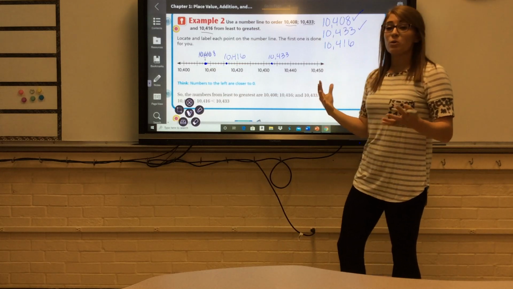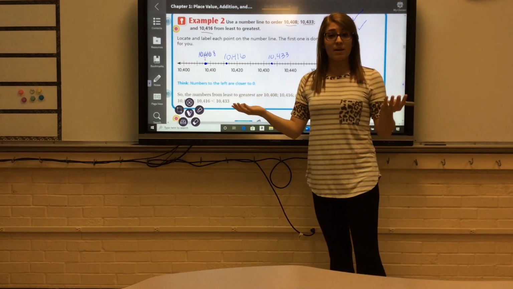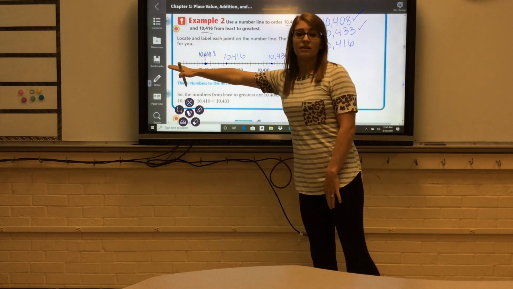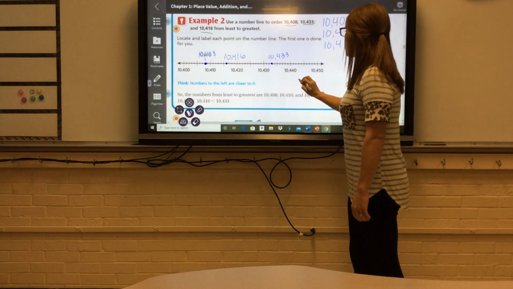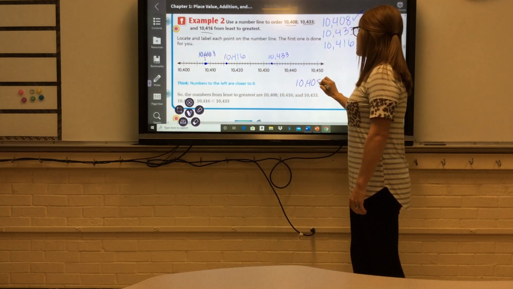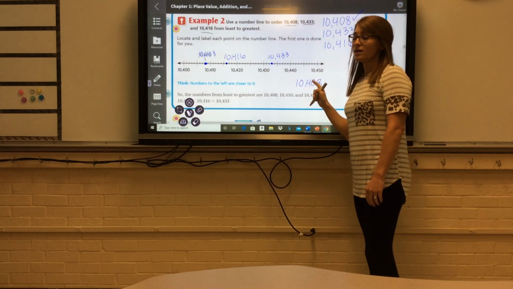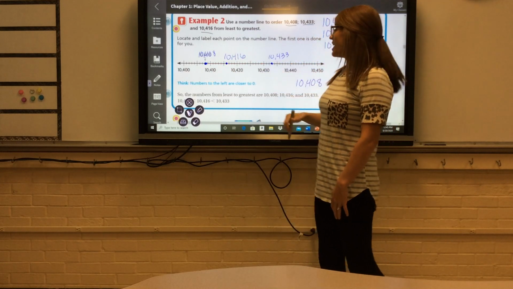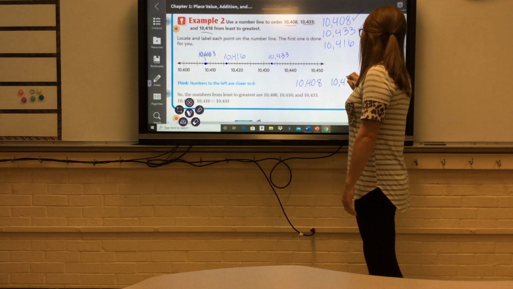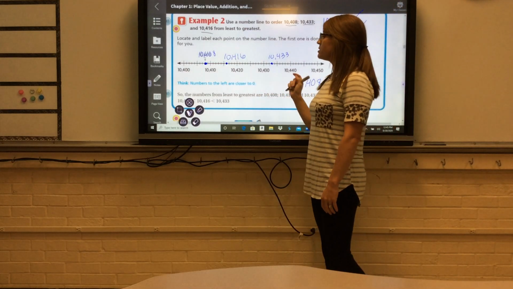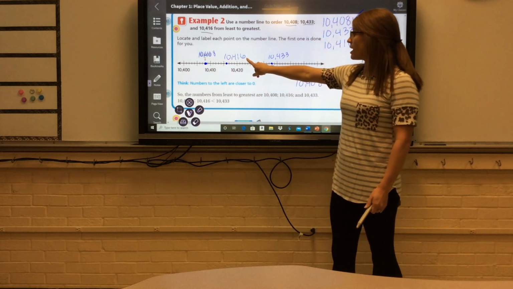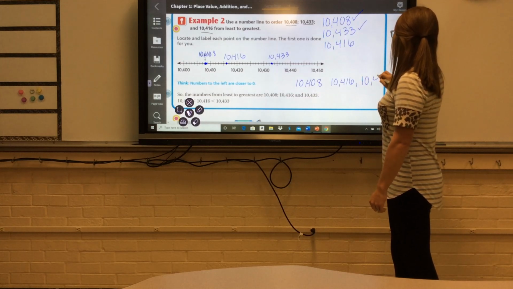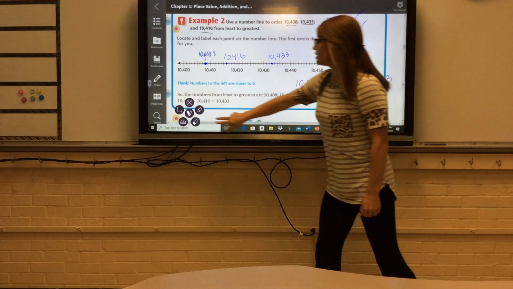Okay? So, now that I've done that work and I've gotten all of my numbers placed on a number line, now I'm going to put them in order from the least to the greatest, or the smallest to the biggest. So, which one of these numbers is the farthest to the left? Right. 10,408 is going to be my least number. So then, when I'm coming down the line, what comes next? Good. 10,416. And then, which of those 3 numbers is my greatest? I'm going to keep coming down that number line, and I've found it. 10,433. Very good.